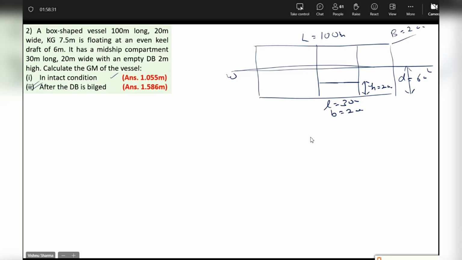So in this case, the bilging will be contained in the forward direction by the forward bulkhead. In the after direction, it will be contained by the after bulkhead. And its vertical extent will be contained by the tank top. Do you agree with me, guys? Yes or no? Yes, sir. So that means the lost buoyancy will be restricted up to this height. Am I right?